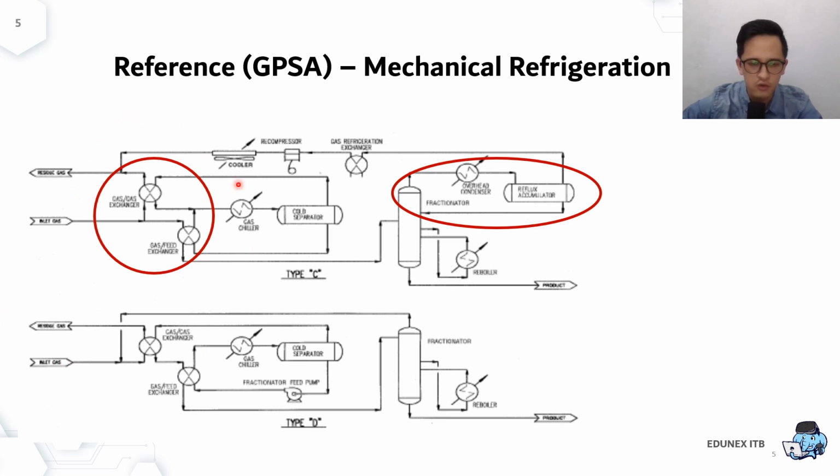Meanwhile, the heat configuration is very similar to the heat integration in the type A refrigeration type. And usually this design has the highest liquid recovery efficiency, but has a higher cost due to the overhead system added. And in the next video, I will help you step by step to develop this type C simulation.